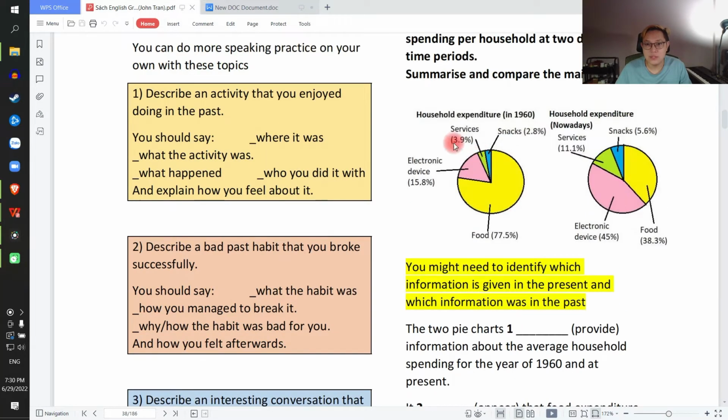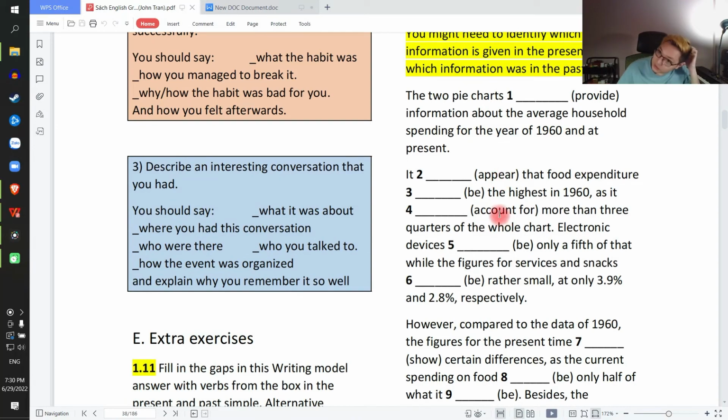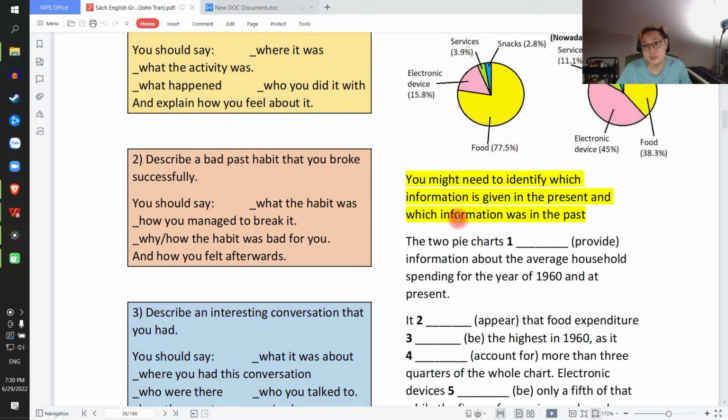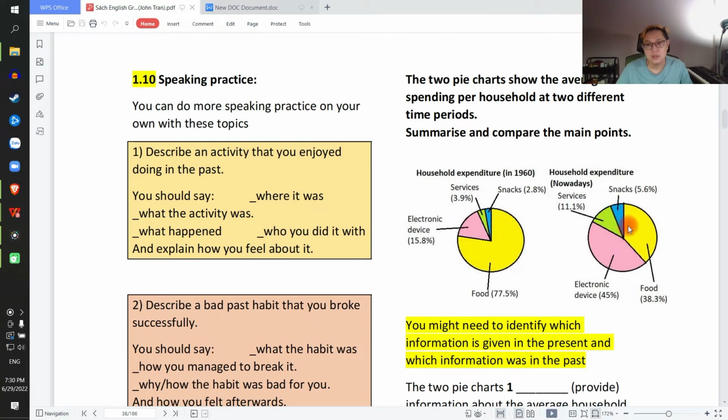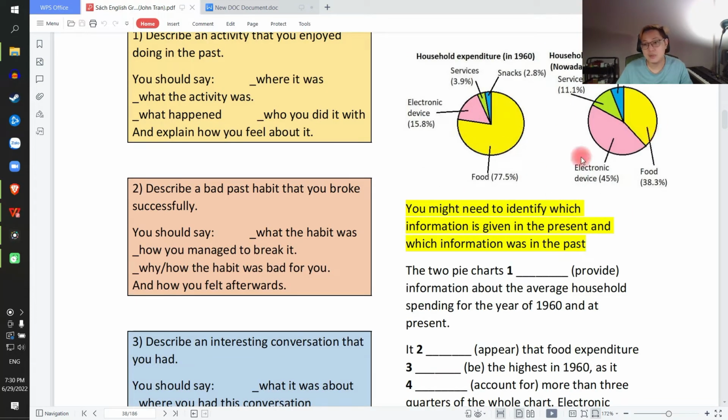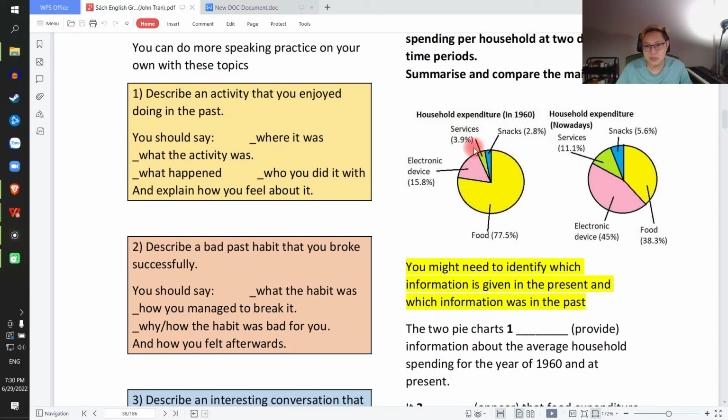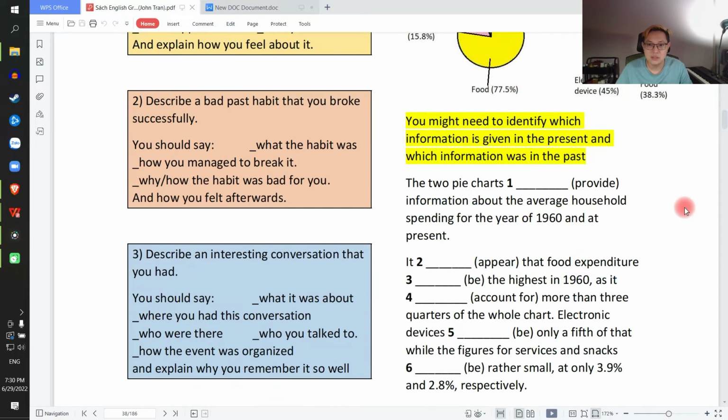However, all the numbers here, when you compare these numbers, which one is the past? You have to use past tense, and which one is the present? You have to use present tense. Hai biểu đồ bánh này cung cấp thông tin cho thời hiện tại, nên các bạn phải dùng hiện tại đơn. Còn nếu thông tin trong những con số này là trong quá khứ rồi thì mình phải dùng thì quá khứ, còn trong hiện tại phải dùng thì hiện tại thôi. Ok. Hai biểu đồ bánh cung cấp thông tin về sự chi tiêu hộ gia đình trung bình cho năm 1960 và ở hiện tại.